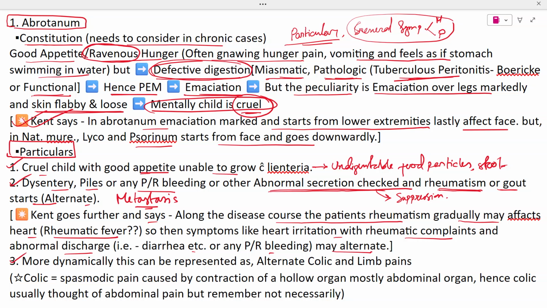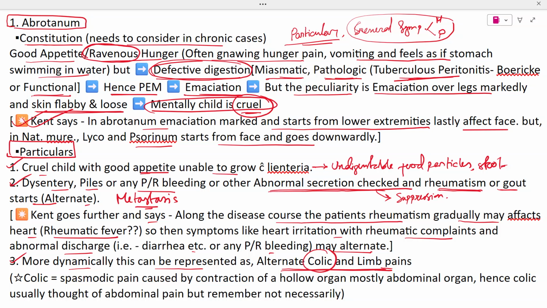The third point, more dynamically, can be represented as alternate colic and limb pains. It is not necessarily that the patient will come to you and say there is rectal bleeding or hemorrhoids, but when it stopped, I have joint pains. Initially or functionally, when there is no structural disease as such, the patient can say I have pain in my abdomen, and suddenly after a few days there is pain or cramps in my leg. So these symptoms can be represented functionally or very dynamically. The patient can bring these types of symptoms.